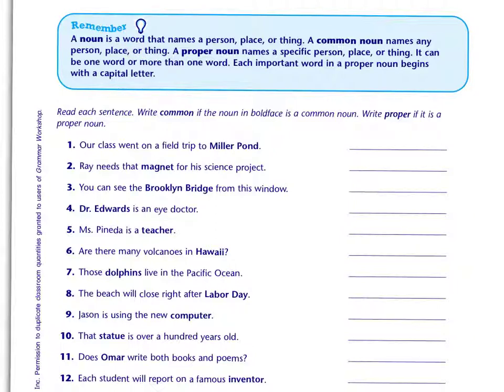Okay, so we're going to do some examples together, and then I'm going to let you go on your own. So right here, we're going to read each sentence and write common if the noun in boldface is a common noun. And we're going to write proper if it is a proper noun. So let's look at the first one. Our class went on a field trip to Miller Pond. Okay, right here, our noun is a place, and that would be Miller Pond. And since it's a specific place, Miller Pond, and it's capitalized, it is a proper noun.